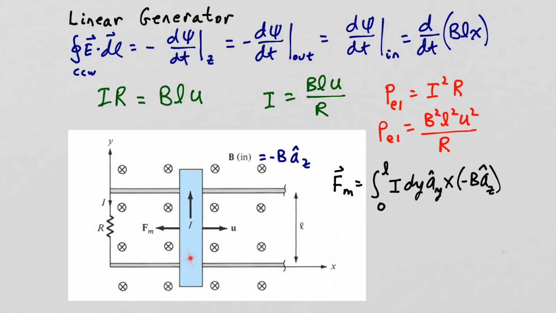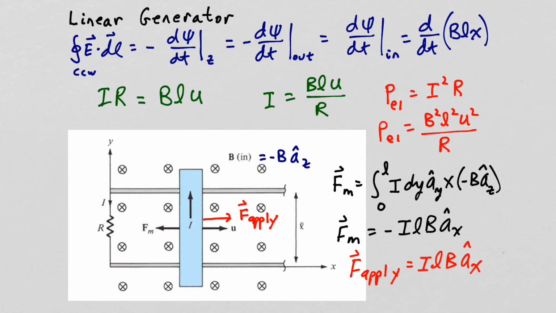Because there's a current flowing in this bar, it's going to experience a force. And the force will be the integral from 0 to L of I dl crossed with the magnetic field. So there will be a force of magnitude I times L times B in the minus x direction. So to move this bar with velocity u, you have to apply a force to overcome this force F_m. So the force you are applying is I times L times B in the x direction.